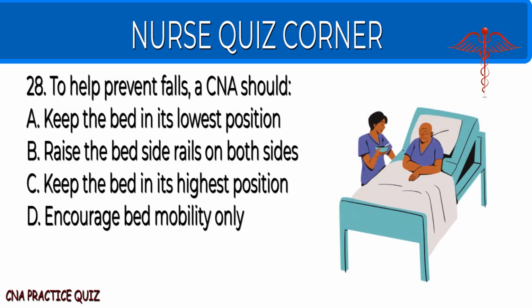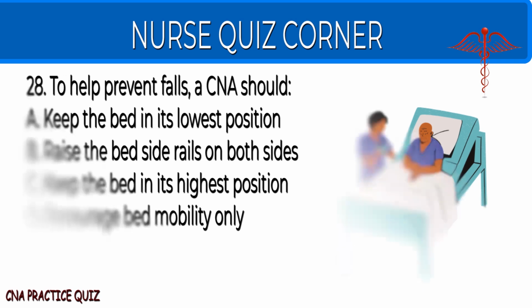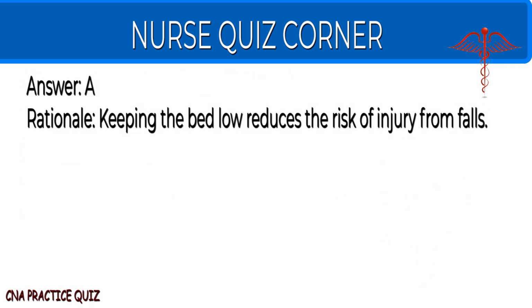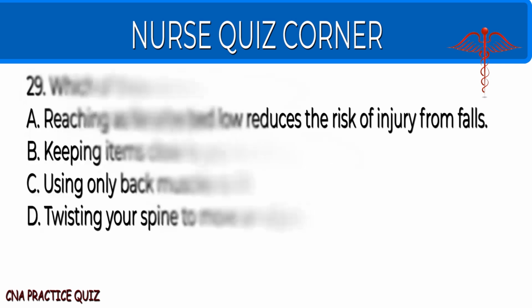28. To help prevent falls, a CNA should: A. Keep the bed in its lowest position. B. Raise the bedside rails on both sides. C. Keep the bed in its highest position. D. Encourage bed mobility only. Answer A. Rationale: Keeping the bed low reduces the risk of injury from falls.